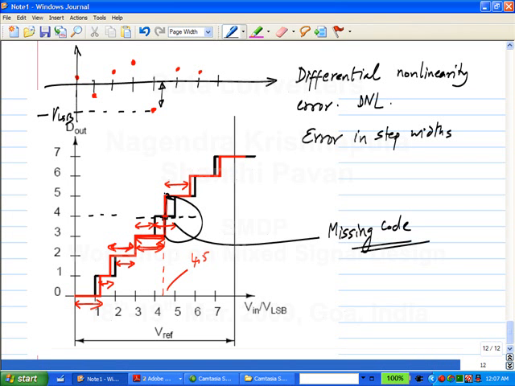Okay. Now this is also a typical property of the missing code, that when you have a missing code, the DNL will be minus 1 VLSB. Because the ideal step is 1 VLSB and the actual step is 0. So the error will be minus 1. Okay.